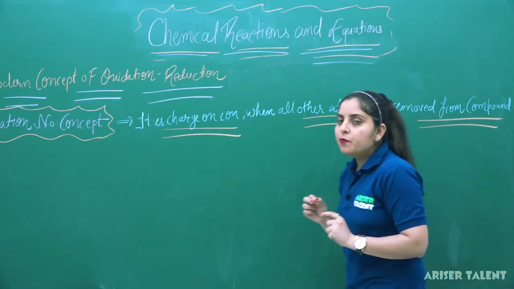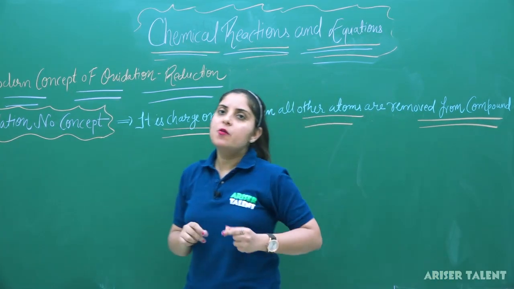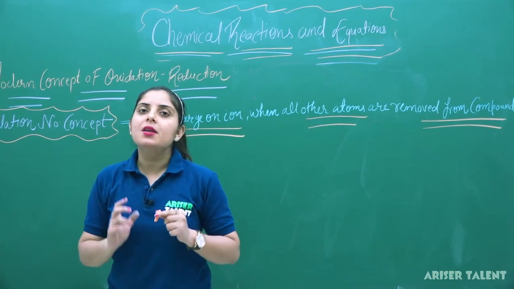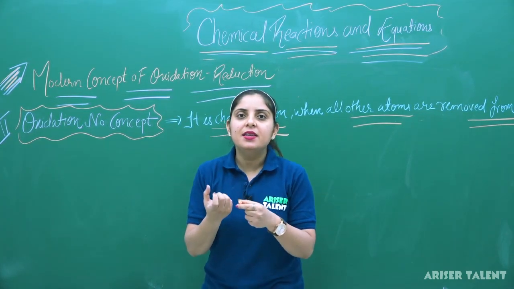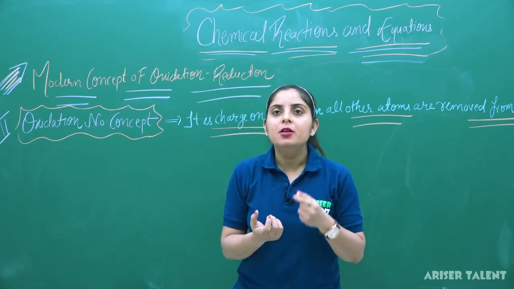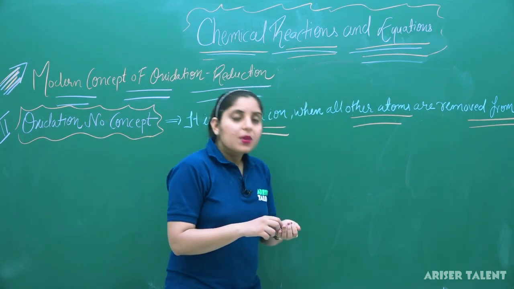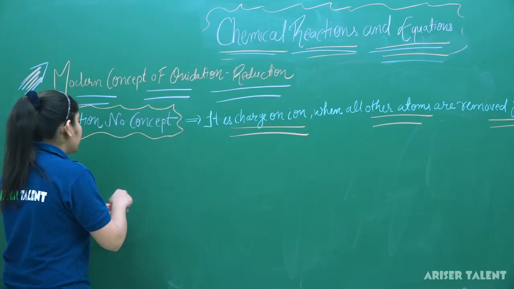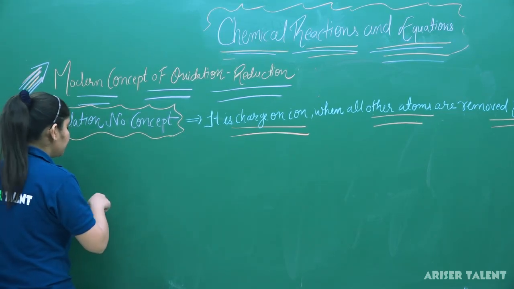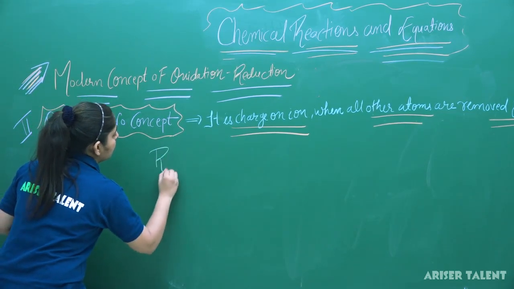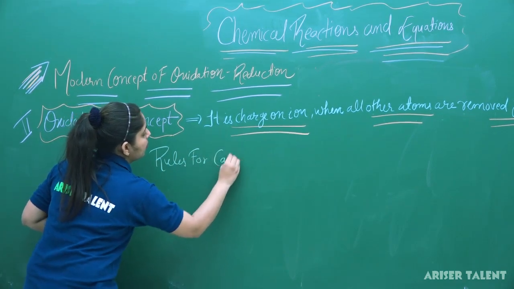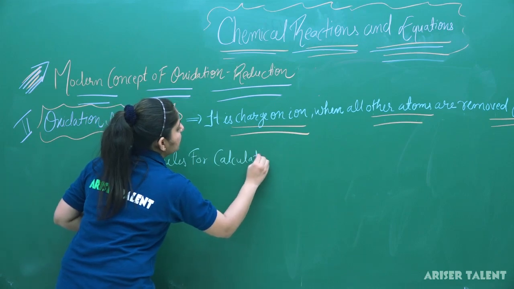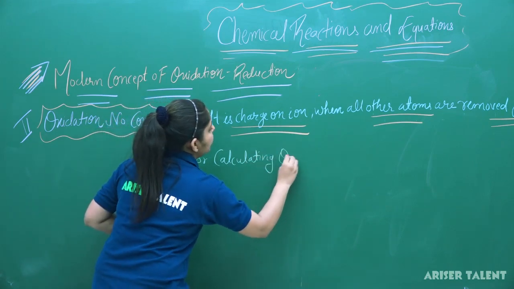Now we have a few rules to write the oxidation number of an element. The topic oxidation number is very important from your board point of view because it is necessary to calculate the oxidation number for the further reactions. So we are learning about the rules for calculating oxidation number.